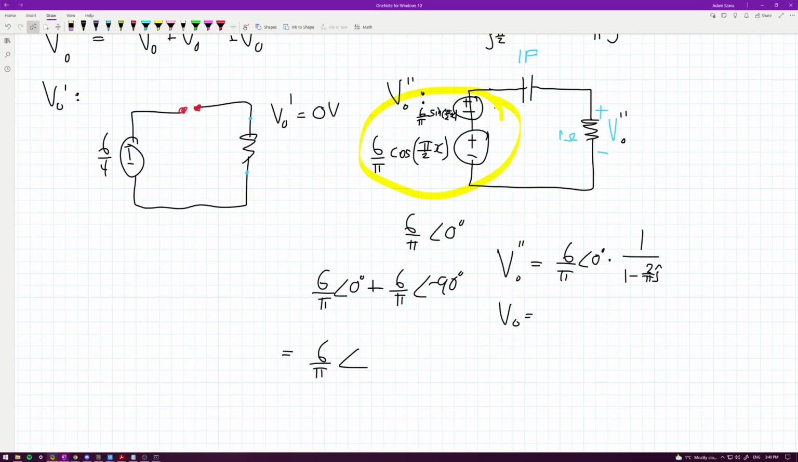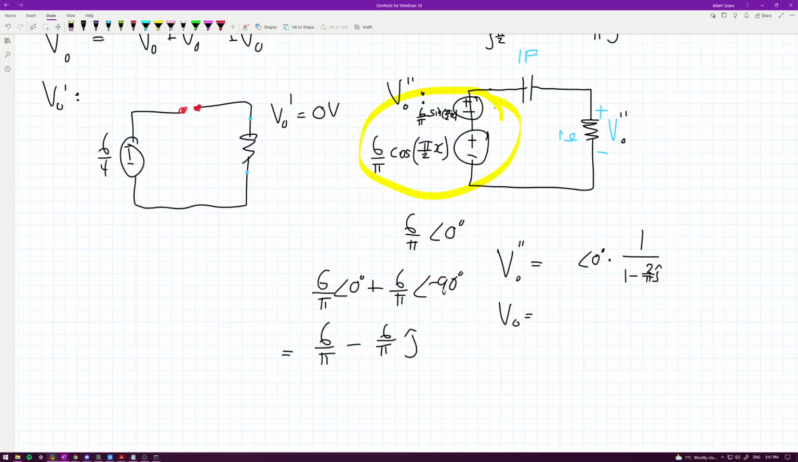Oh, they just didn't do it like that. Never mind, sorry. Yeah, 6 over pi at an angle 0, 6 over pi at an angle negative 90. Oh, that makes sense. So they just said this is 6 over pi. Well, it's not 6 over pi anything. It's 6 over pi minus 6 over pi j hat, because that's just 6 over pi, and that's minus 6 over pi j hat.